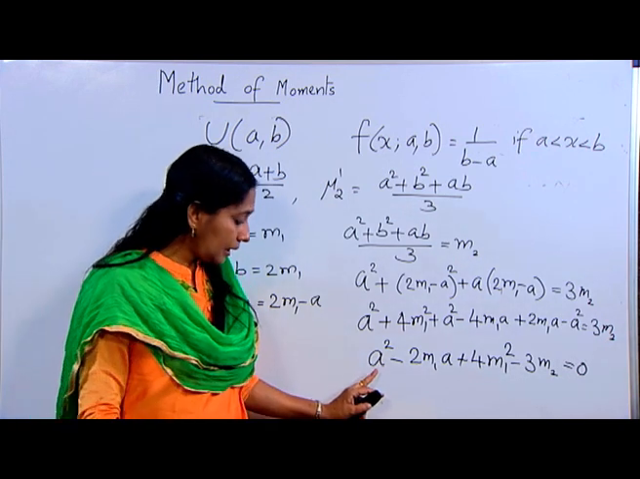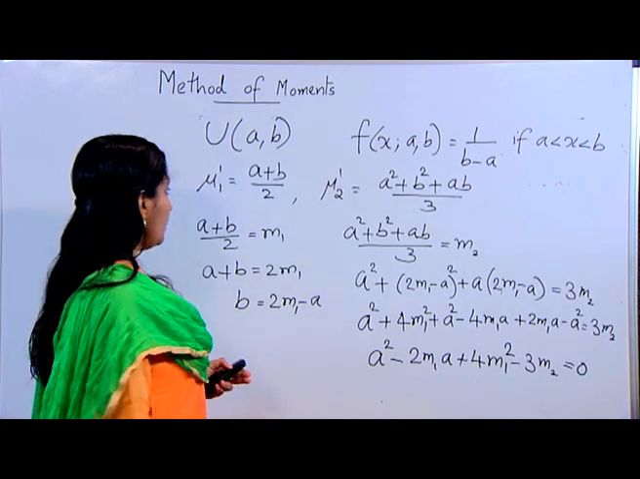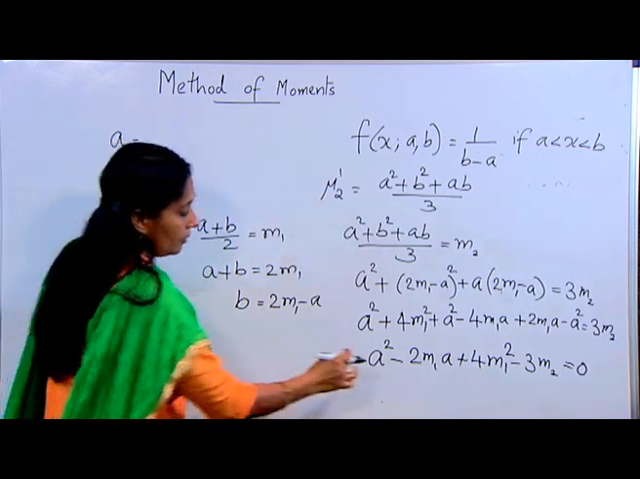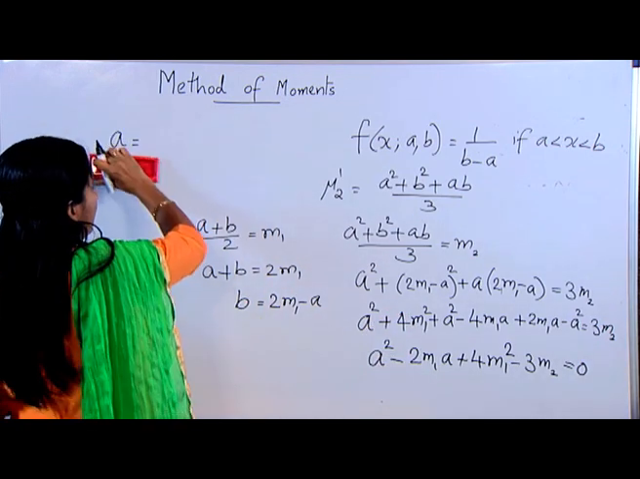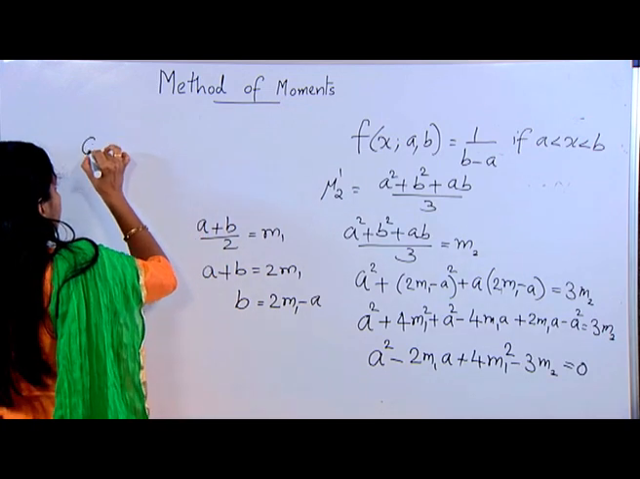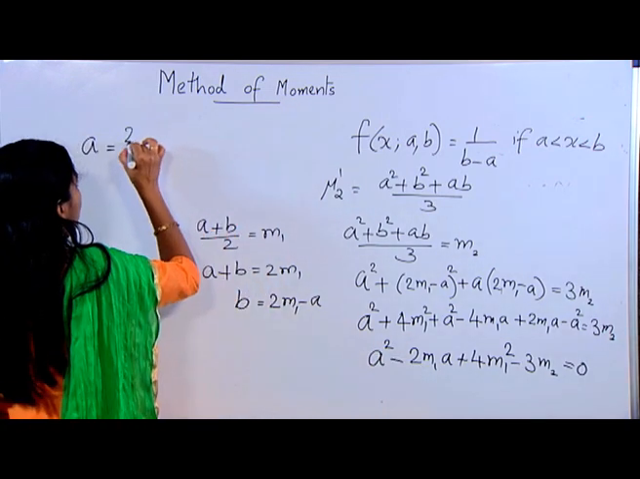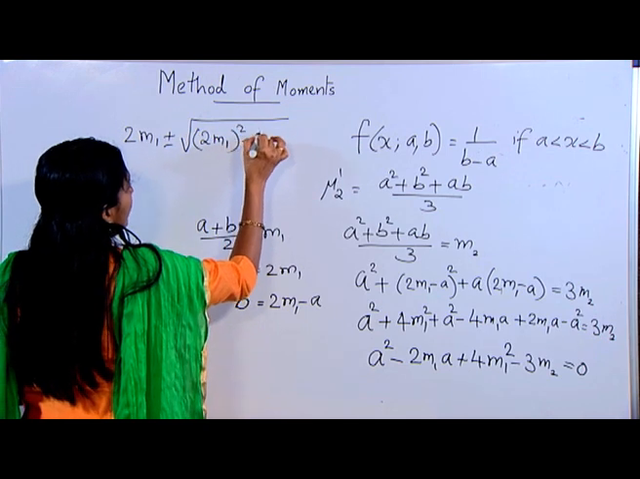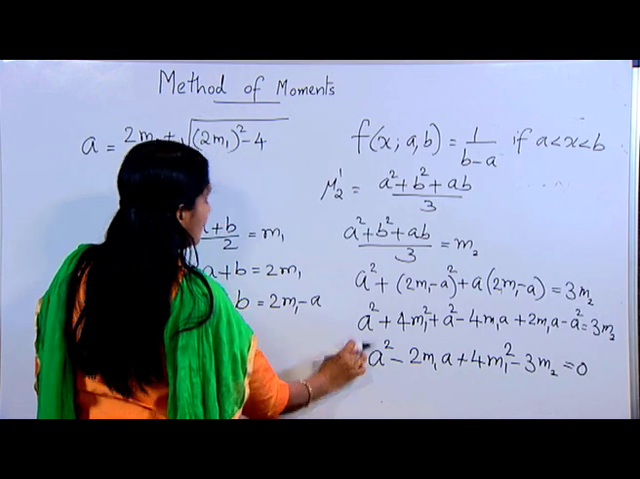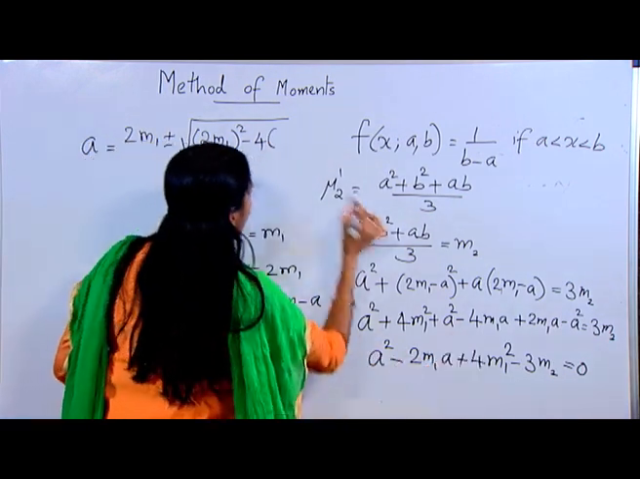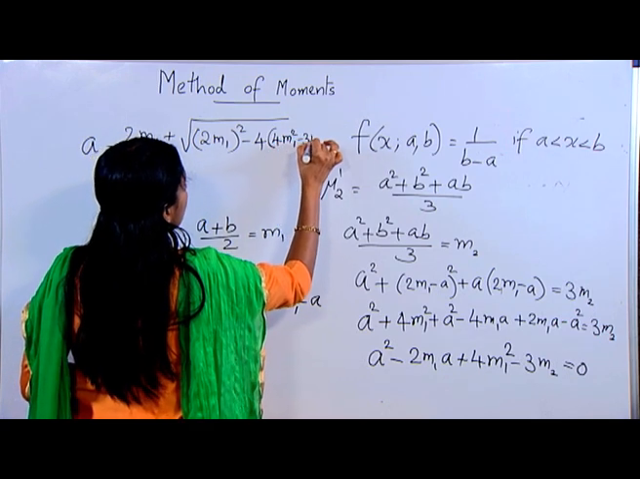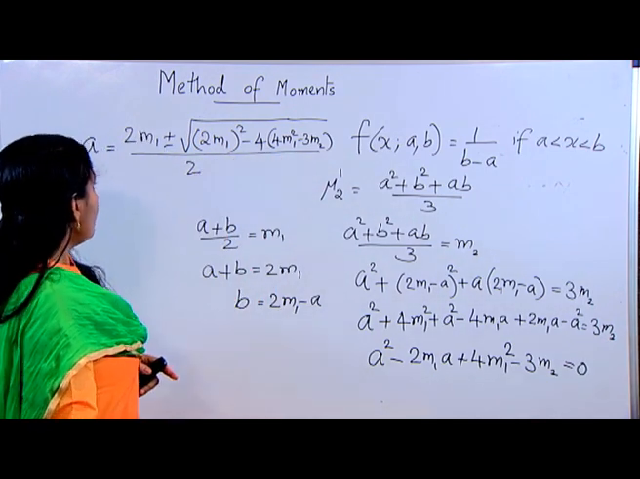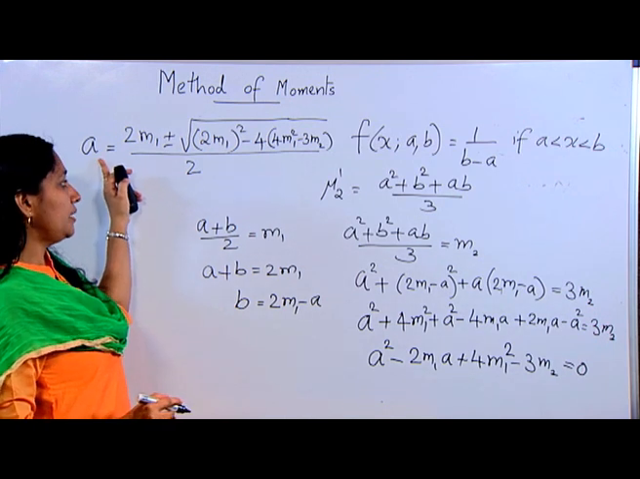Here you can see that it is a quadratic equation in A. To solve for A, this is of the form ax square plus bx plus c is equal to 0. So, solving that we get A is equal to minus b, that is 2m1 plus or minus square root of (2m1) all square minus 4 into, here the coefficient is 1, minus 4 into (4m1 square minus 3m2), divided by 2. So, this is the moment estimator of the parameter A.